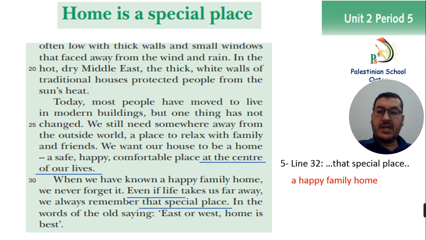Okay, now let's come to the second part of our lesson. Now let's read. Often low with thick walls and small windows that faced away from the wind and rain. In the hot, dry Middle East, the thick white walls of traditional houses protected people from the sun's heat. Today, most people have moved to live in modern buildings.